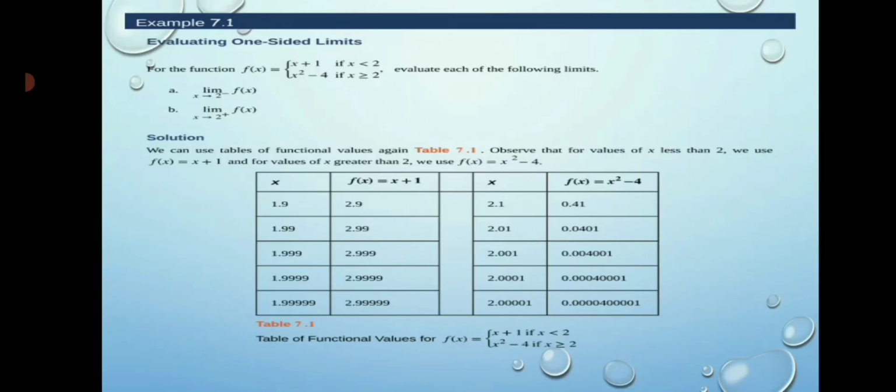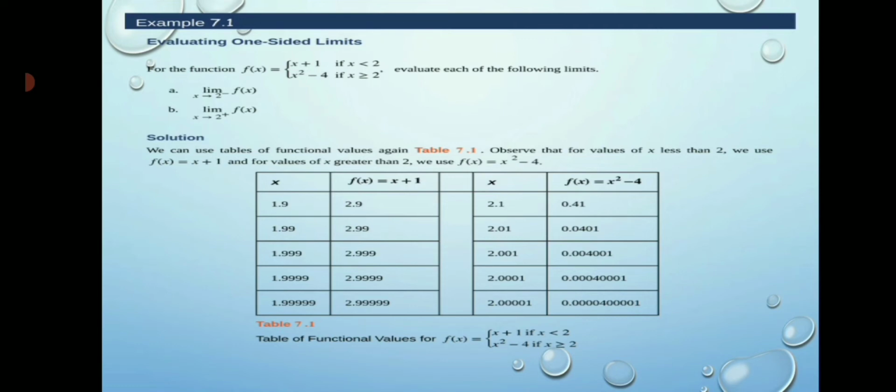Let's have Example 7.1, evaluating one-sided limits, where the function f of x is equal to x plus 1 if x is less than 2, and x squared minus 4 if x is greater than or equal to 2. Evaluate each of the following limits. In letter A, the limit as x approaches 2 from the left of f of x. In letter B, we have the limit as x approaches 2 from the right of f of x.